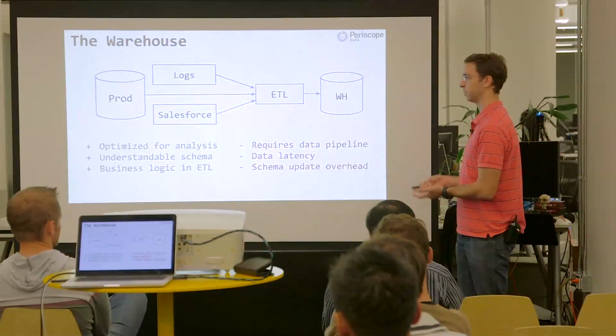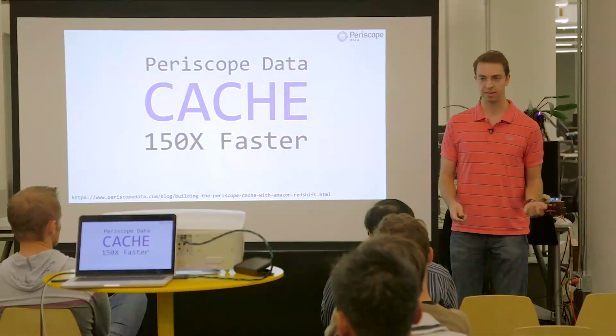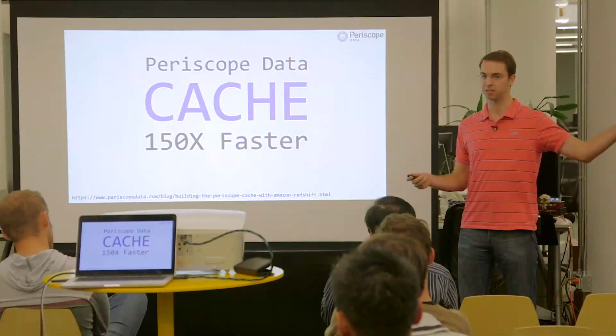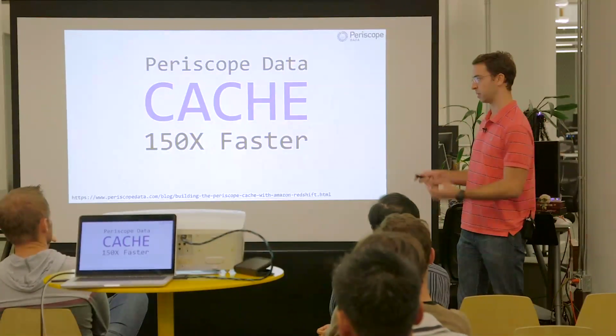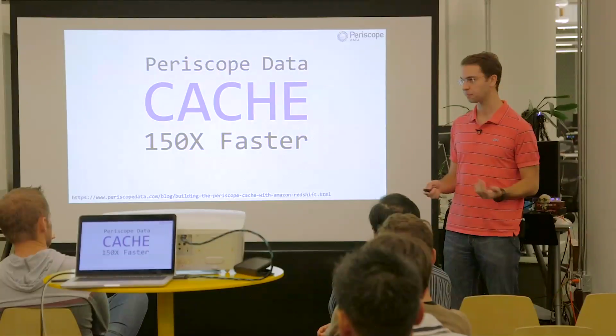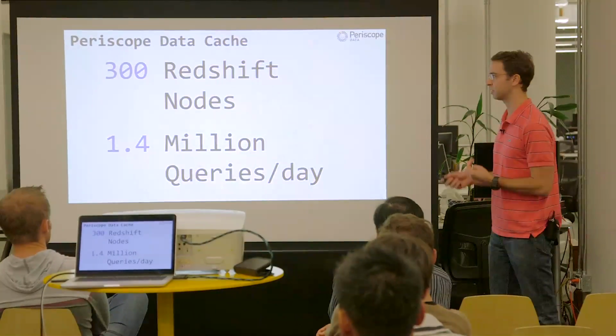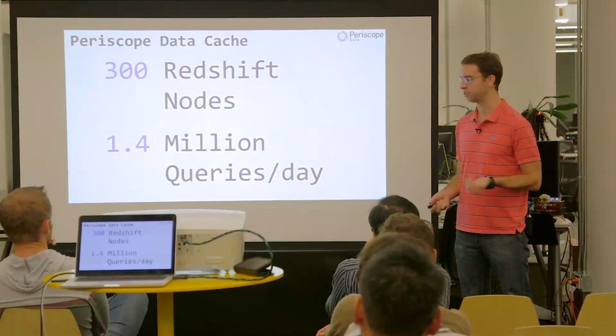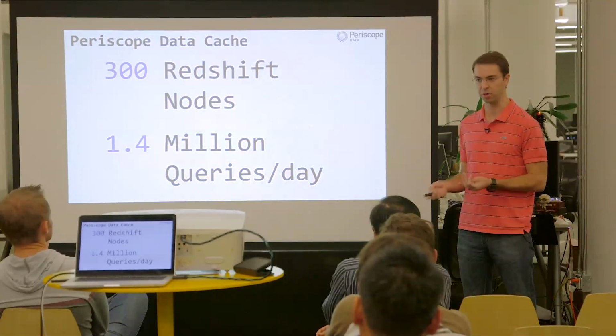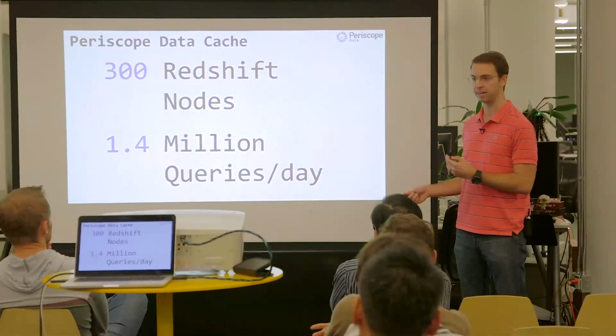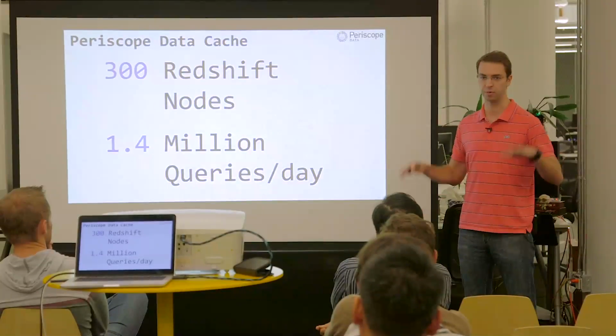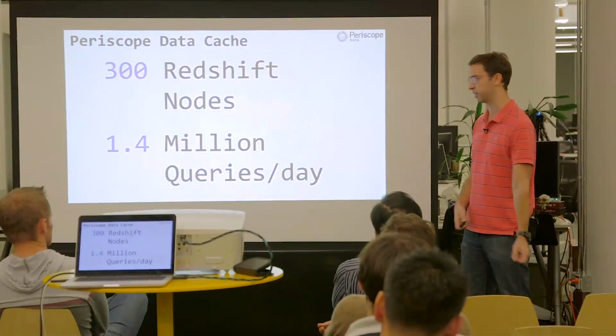And so with this in mind, we built the Periscope Cache. We're trying to automate a lot of the ideas previously in this deck by making something that's super, super fast and easy to use. Just for context, our cache is built on top of 300 Redshift nodes. And we run over 1 million queries a day, like 1.5 million queries per day on this cache. So it's really high performance, really large clusters of data.